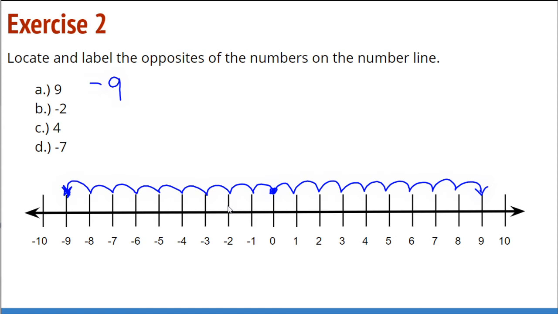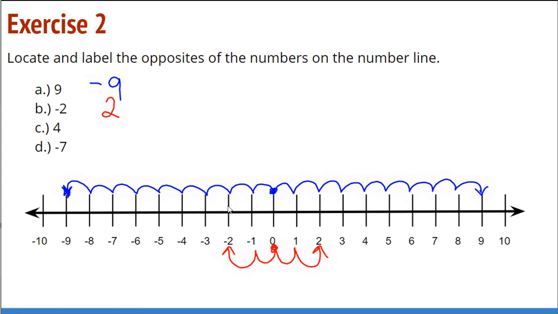All right, taking a look at -2 here. So -2, I need to go in the left-hand direction. I need to go to the negatives, and I'm going to go 1, 2, and I'm at -2. Now to find its opposite, I start again at 0, and I am going to go 2 units in the opposite direction. 1, 2. So the opposite of -2 is 2.